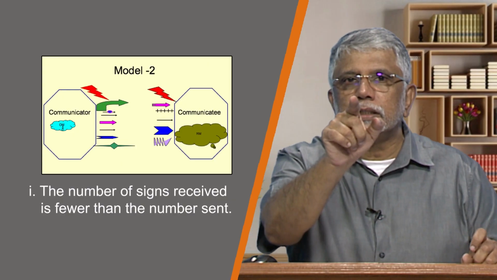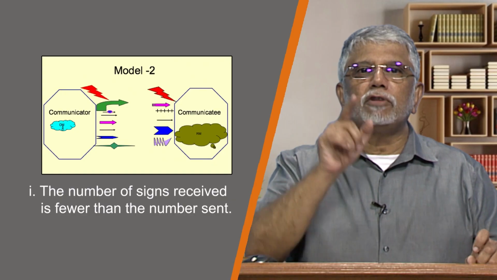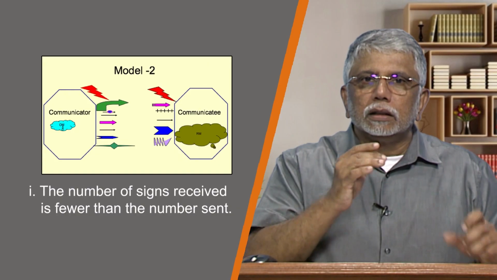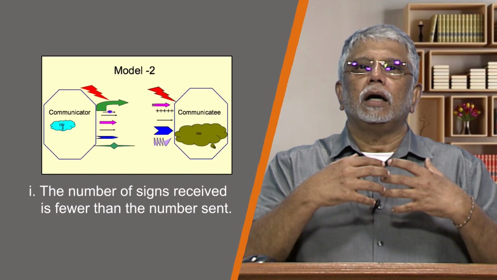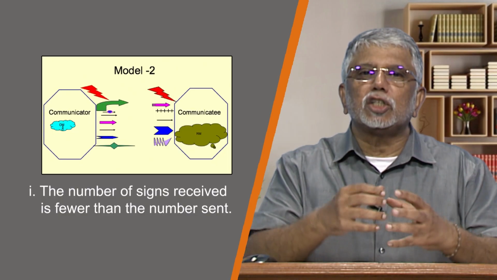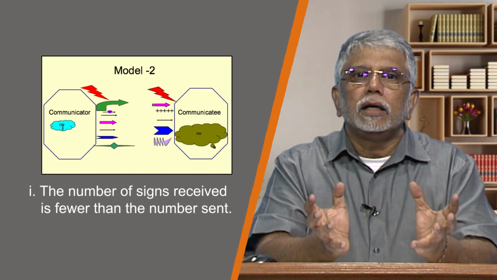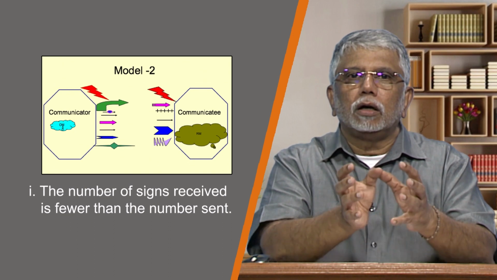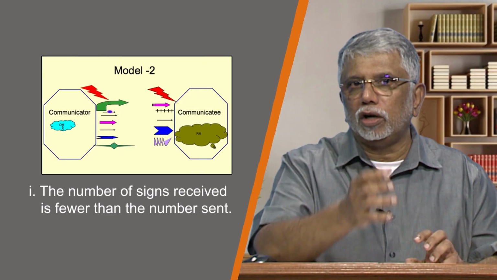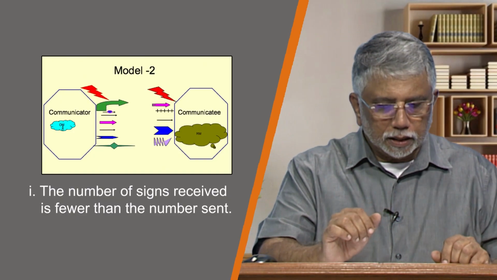But here we are noticing that there is a significant reduction in the number of signs received or perceived by the communicatee, and that will have an impact on the recreation of the message, or the decoding of the message. Decoding is dependent on what is perceived or what is received. If you receive only 6, you decode only 6. Doesn't matter how many the communicator sent out, right.